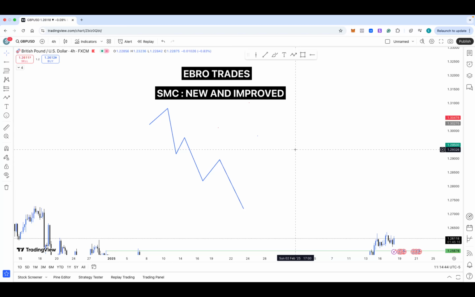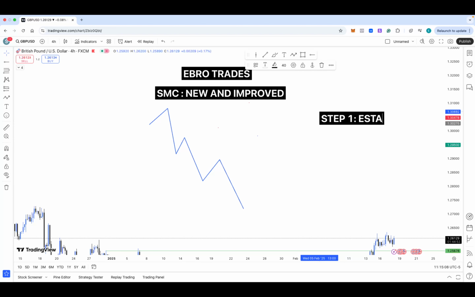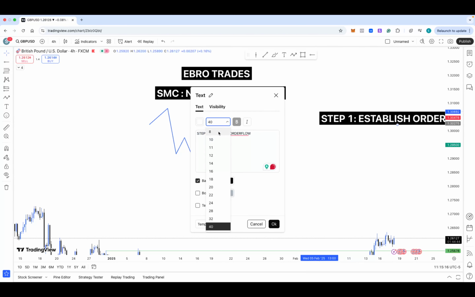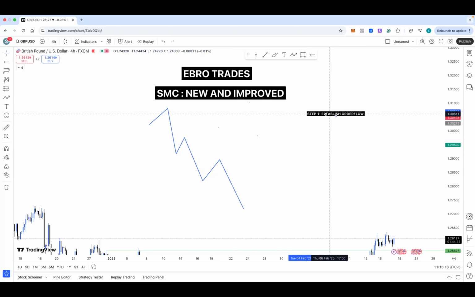So the first step to this new and improved ICT concept slash SMC type trading is we want to choose a pair whereby within 5 seconds of opening the chart, we can tell whether the order flow is bullish or bearish. So if a pair is doing something like this, then we can tell straight away within 5 seconds that this is bearish order flow. All right, we've established that the order flow is bearish. So that's step one. Step one, establish order flow. Let me make this text smaller. So step one is establish the order flow.